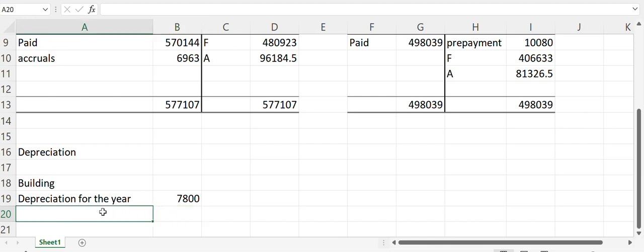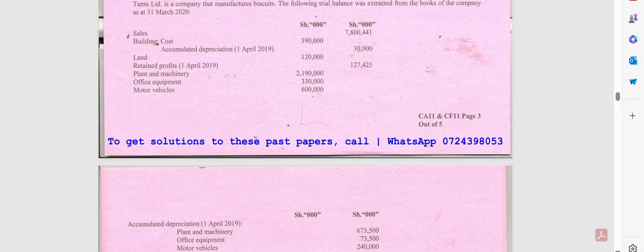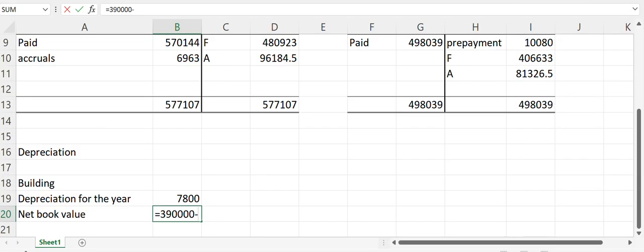So to get net book value, that will be recorded in the statement of financial position, we are going to say 390,000 minus accumulated depreciation, which is 30,000, then minus depreciation for the year, which is 7,800. So you get that. So we are done with building.